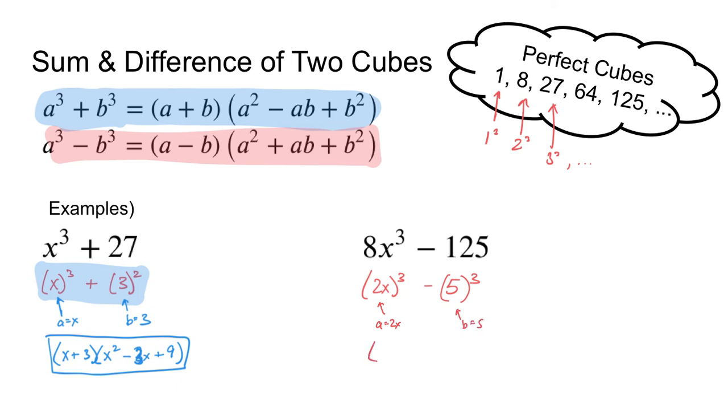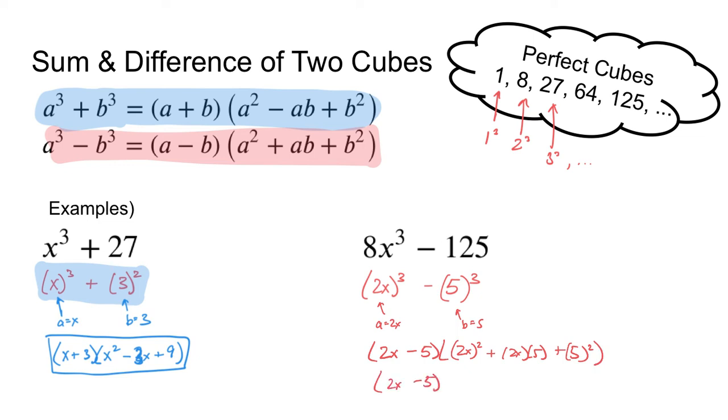So I'll have a minus b, and then I'll have a squared. Now check this out, you've got to be careful. 2x, that quantity squared, and then plus a times b plus b squared. Now I know I wrote that out there, but that's because I wanted you to see this.